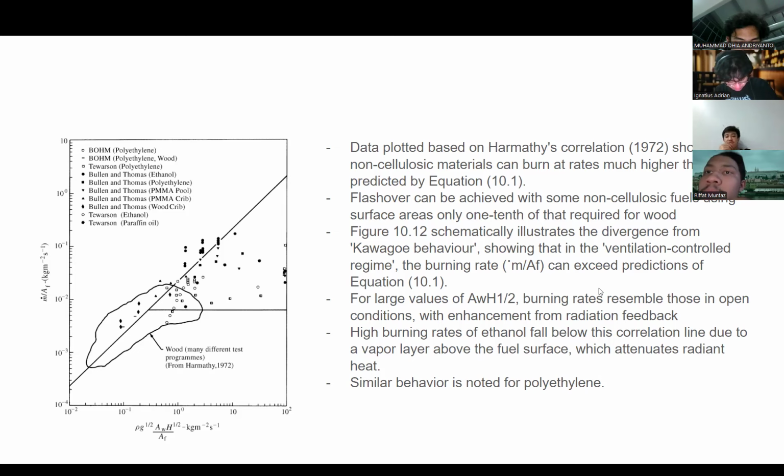High burning rates of ethanol fall below this correlation line due to a vapor layer above the fuel surface, which attenuates radiant heat. Similar behavior is noted for polyethylene. Next.